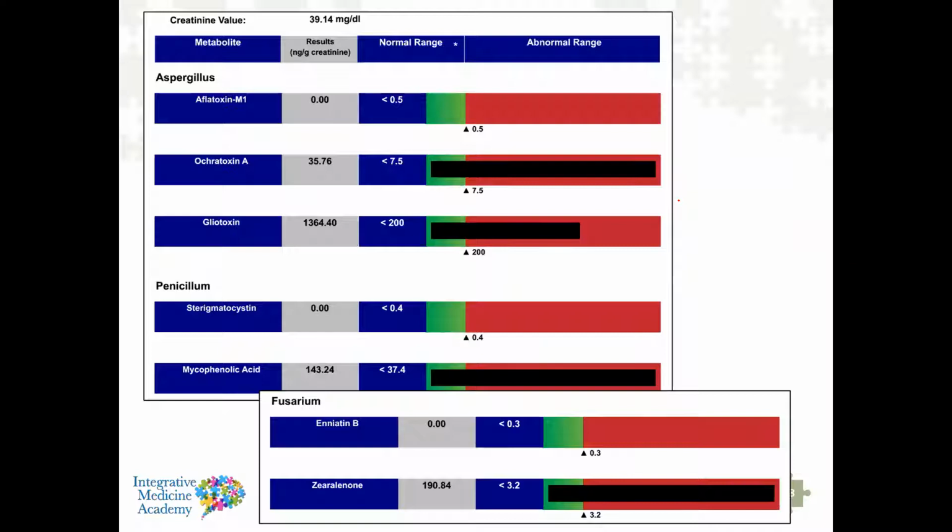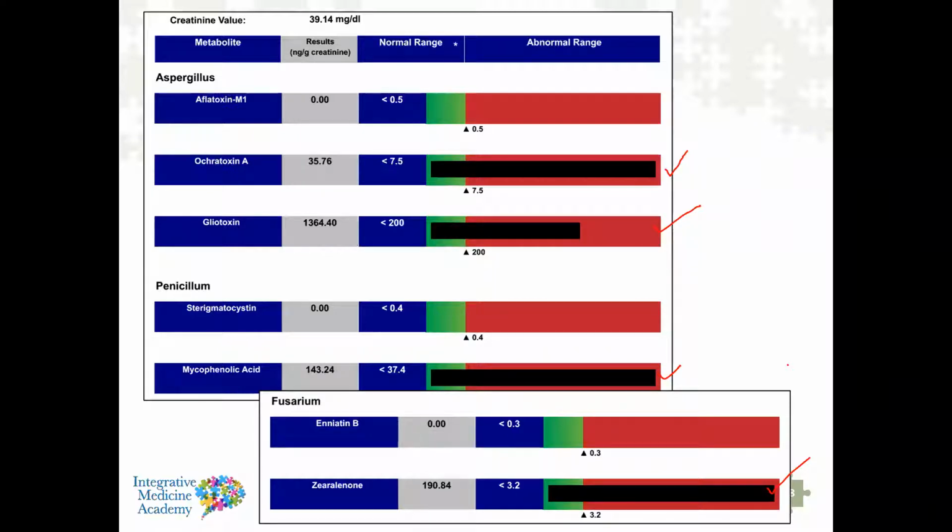Looking at the Great Plains mycotox profile, we can see a number of mycotoxins that are elevated: ochratoxin, gliotoxin, mycophenolic, and zearalenone. These mycotoxins are separate from the mold. They are their own chemical entity. They can stay in the body for years. The mold could be long gone.